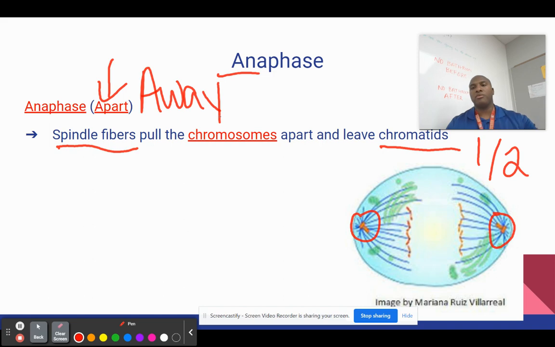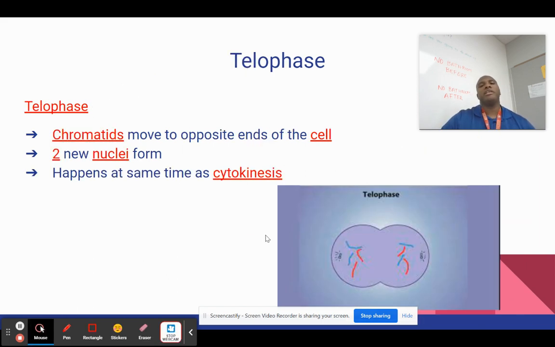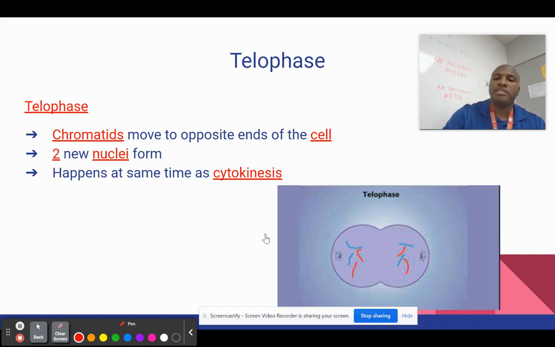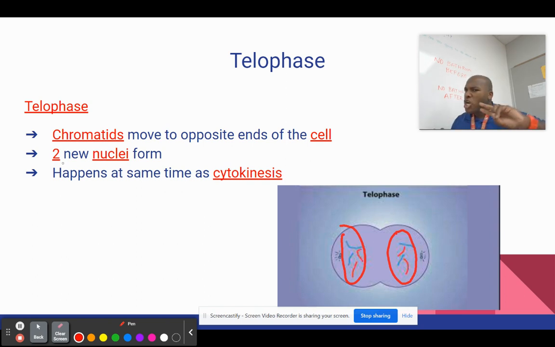So we went through prophase, metaphase, anaphase, and the very last phase coming up is telophase. Now, what happens in telophase, right? At this point, there's a couple different things happening, and we have to pay very close attention because it can get very tricky sometimes, right? So you have your chromatids here, and they move to opposite ends of the cell. You get two, not one, but two for the low price of one. You get two nuclei that form.